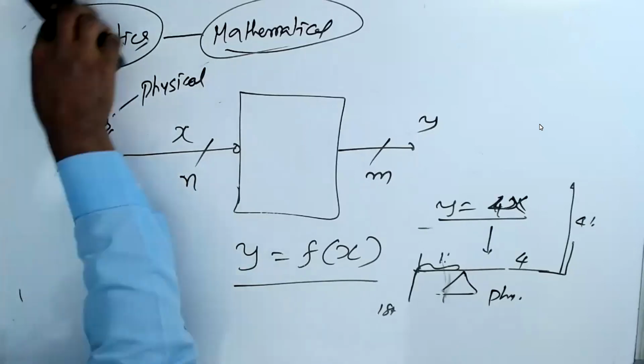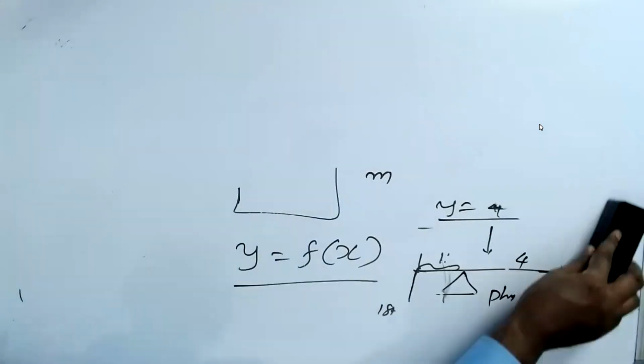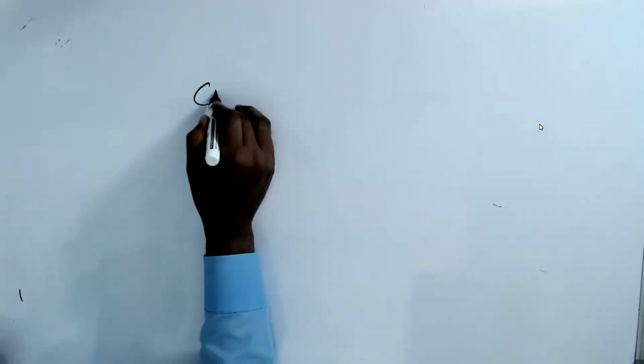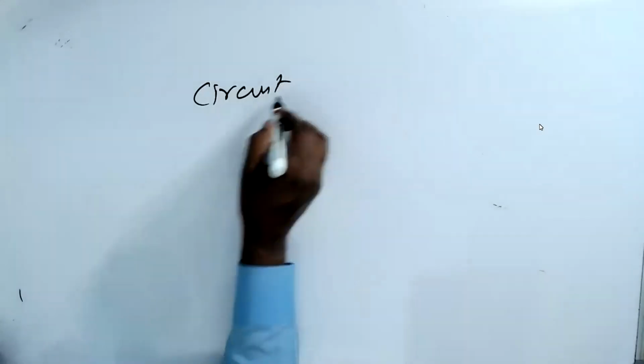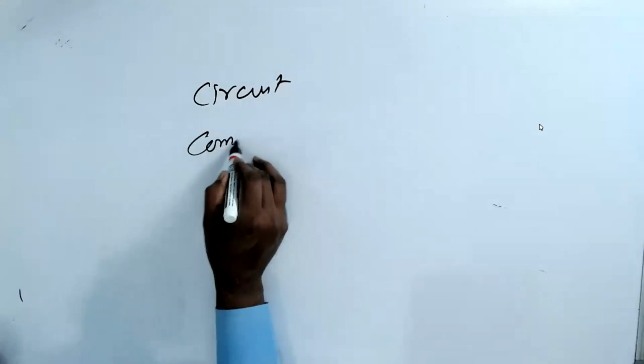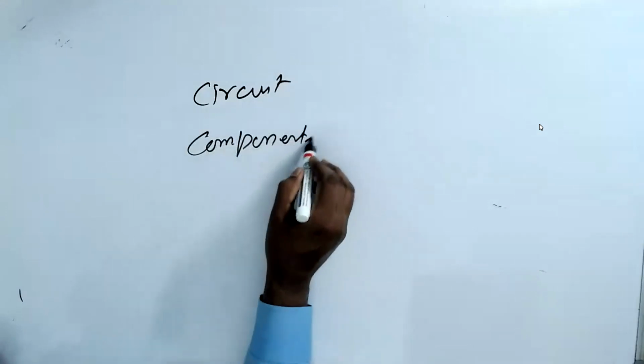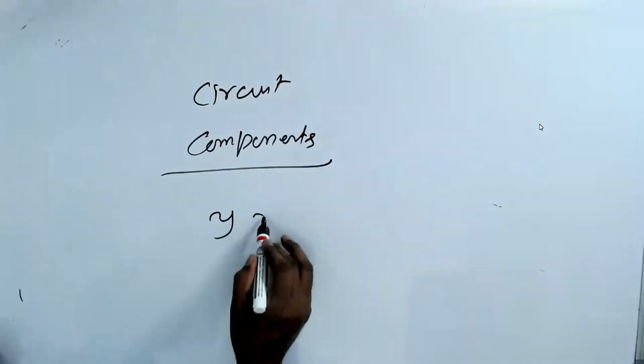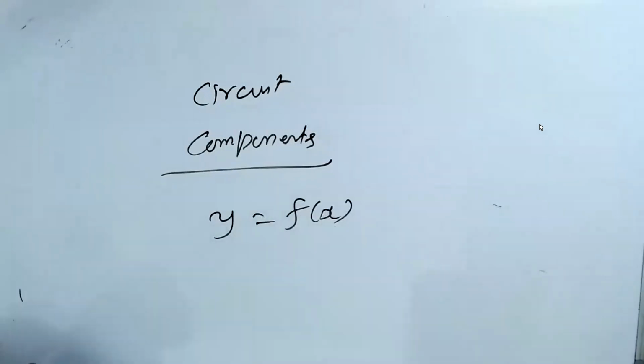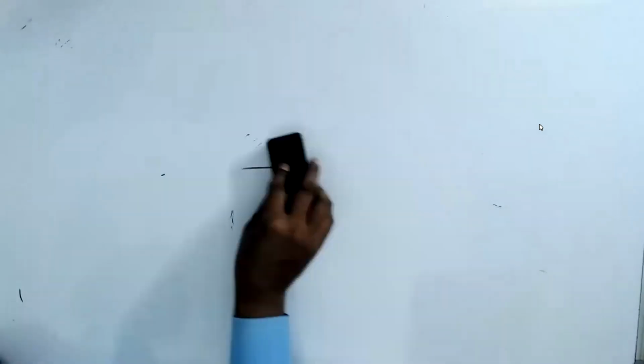There's a problem there. So please understand, electronics is not about devices. Electronics is not about circuits. Electronics is not about components. Electronics is very simple: y is equal to f of x. There is a trick here. Please understand, we have a lot of confusion here.